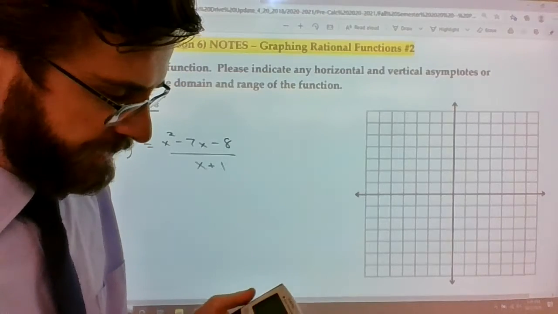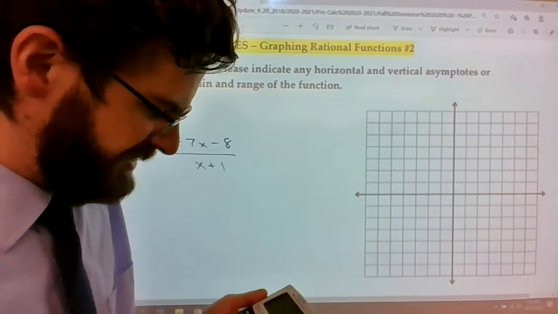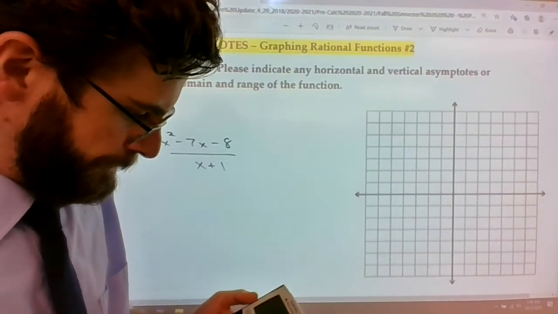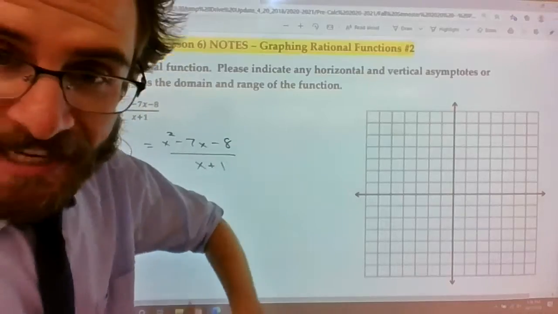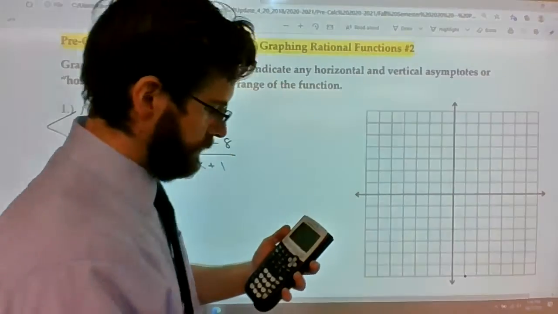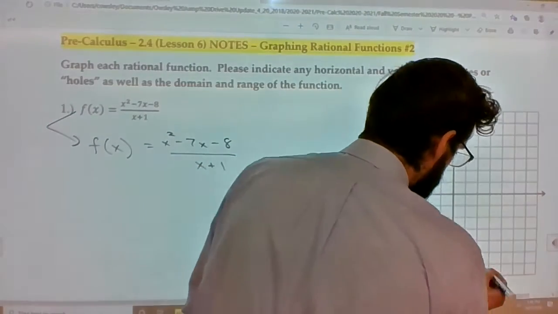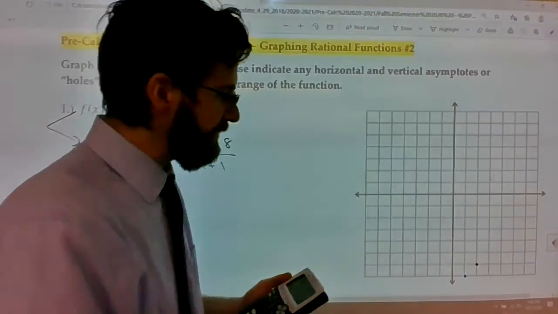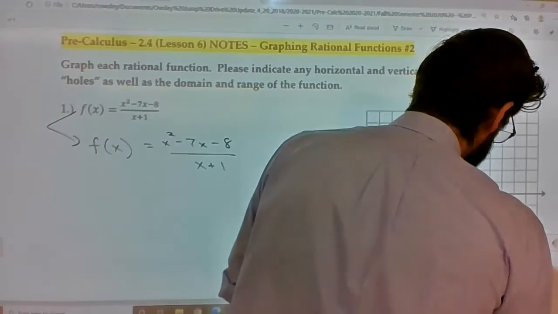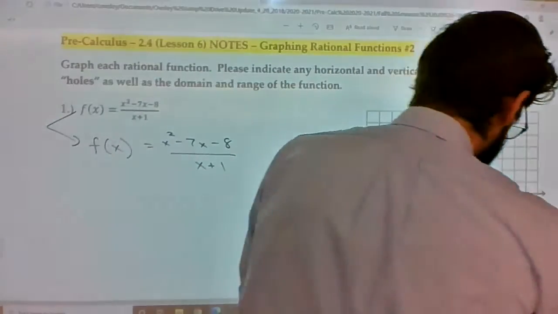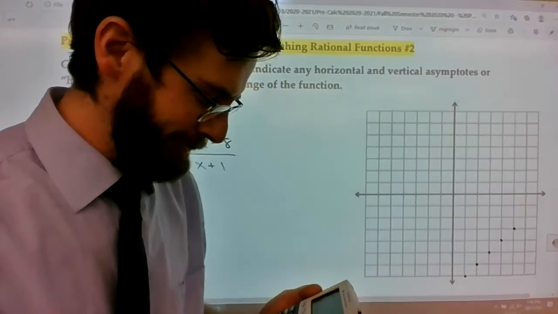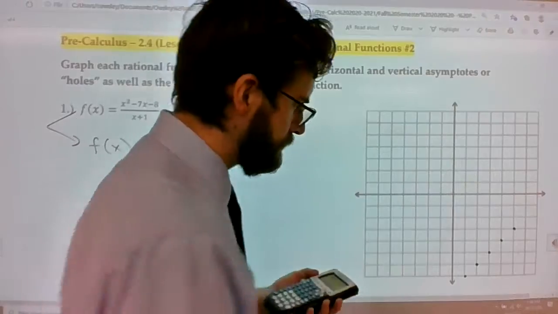So if we plot our points, let's start at 1 and go by ones. 1, negative 7. That's a point to plot. 2, negative 6. 3, negative 5. 4, negative 4. 5, negative 3. That's interesting. It basically is a line.